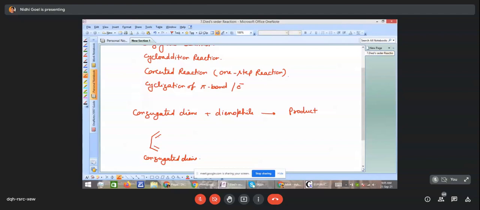Conjugated diene means it has two double bonds which are conjugated: double bond, single bond and double bond. So this is known as the conjugated diene. When it reacts with the dienophile, the dienophile may be alkene or alkyne. Then a cyclic product is formed.